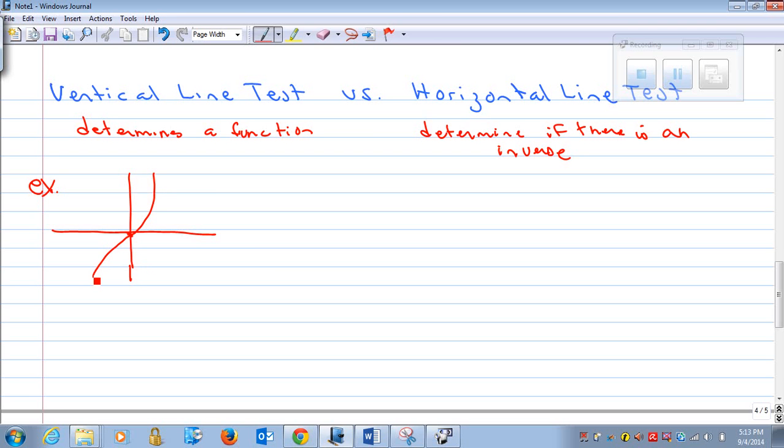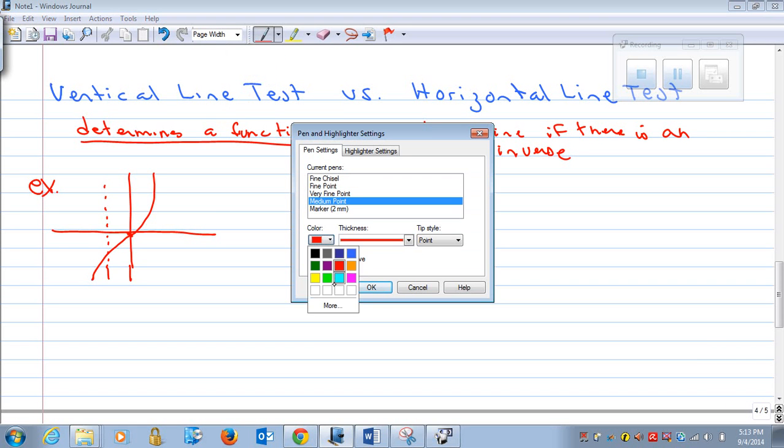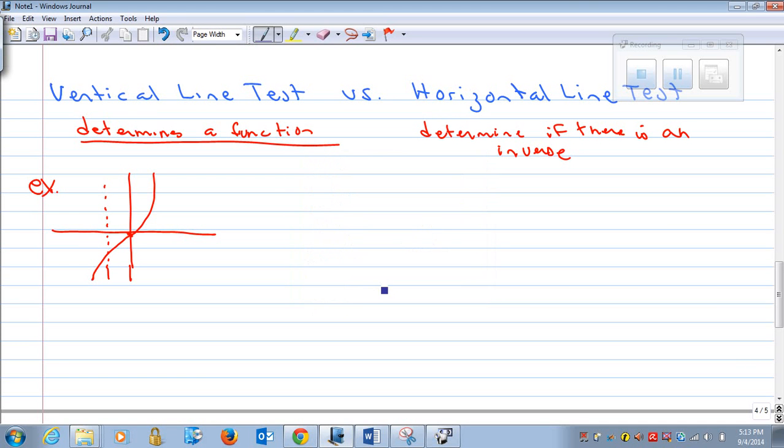All right, I'm going to change pen colors. I'm going to do my vertical line test in red. So my vertical line test, no matter where I go across this graph, it would be a function. I'm going to go ahead and switch and do my horizontal line test in, let's say, blue. So if I did a horizontal line test and I ran that down horizontally, it would pass the horizontal line test. So f of x, the original function, or the original graph, is a function, so it's a yes, because it passes.